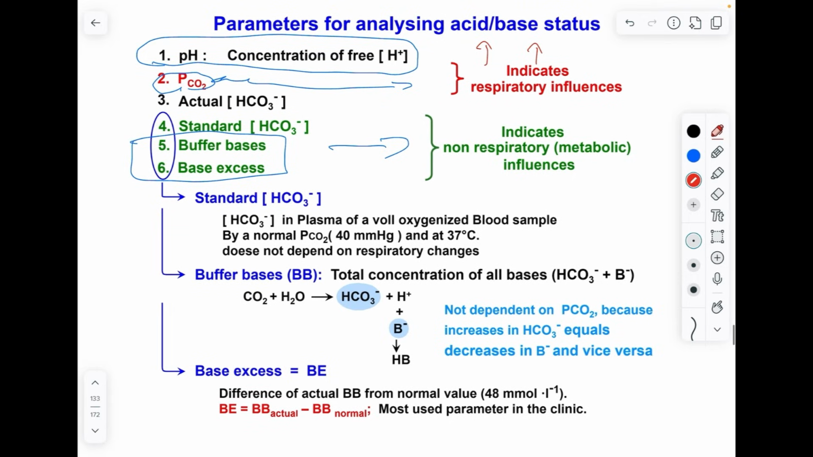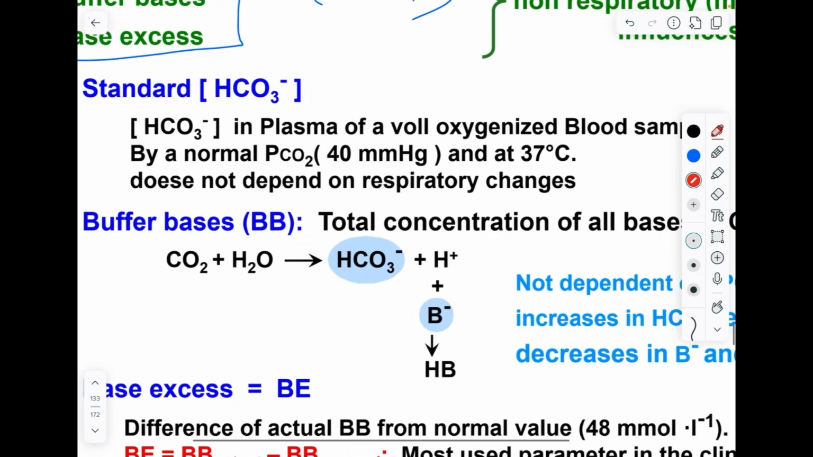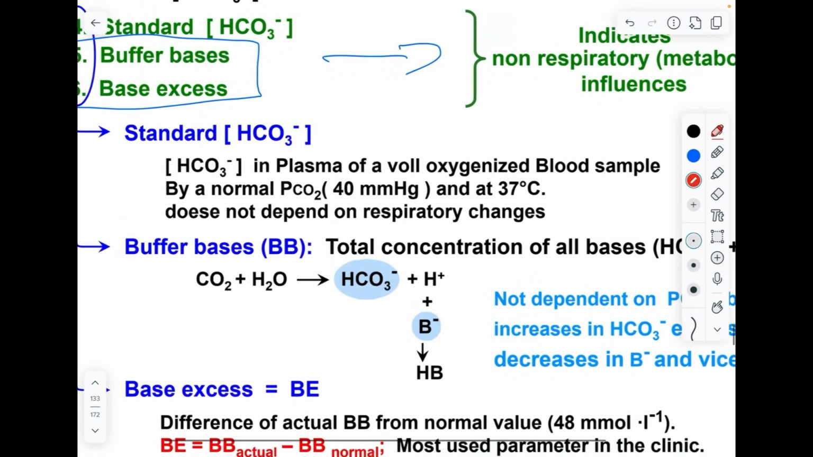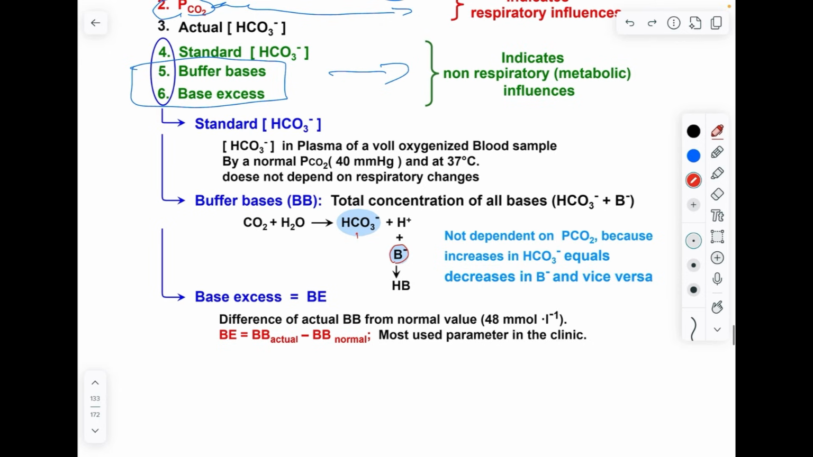Now, let's talk about buffer bases and base excess. What's buffer bases? Let's take this reaction as our standard reaction, okay? And buffer bases is basically how much bicarbonate we have and how much other buffers we have. Because bicarbonate is a buffer at the end of the day. So buffer bases is basically how many bases that are buffering do we have in our body. So it's bicarbonate plus the other buffers in the body.